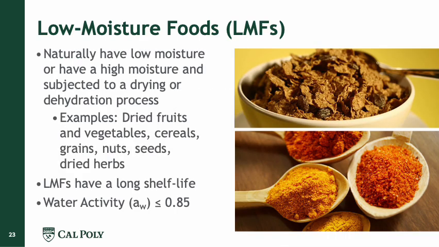Low moisture foods are foods that are naturally low in moisture, or if they are high in moisture, they have been subjected to drying or dehydration, and thus most of the water has been removed. Some examples of low moisture foods are dried fruits and vegetables, cereals, grain, nuts, seeds, and dried herbs. These low moisture foods have a long shelf life, and the water activity has to be lower than 0.85.